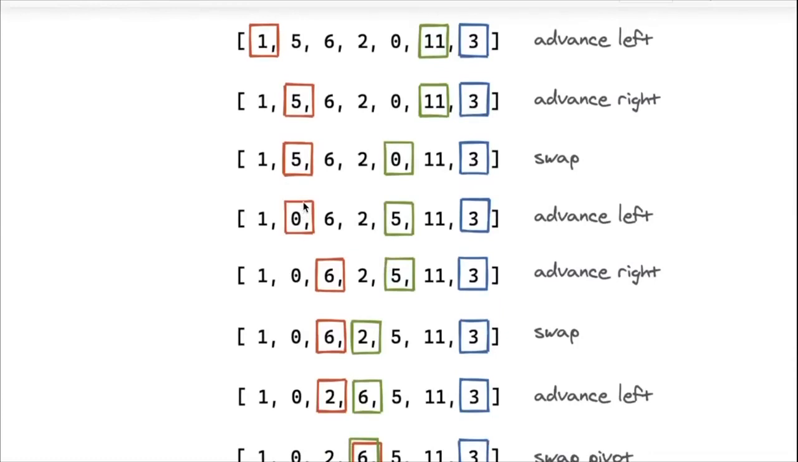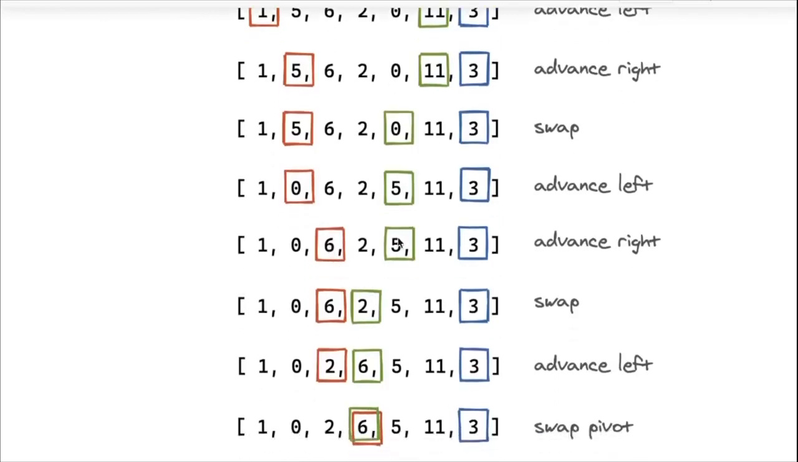Now, once again, we can check, is 0, the left pointer, smaller than the pivot? Yes. So move the left pointer forward. Then is the left pointer smaller than the pivot? No. 6 is now greater than 3. So we check, is the right pointer larger than the pivot? Yes. So we move the right pointer back because 5 is still in its correct position. It's on the right edge and everything is greater than 3.